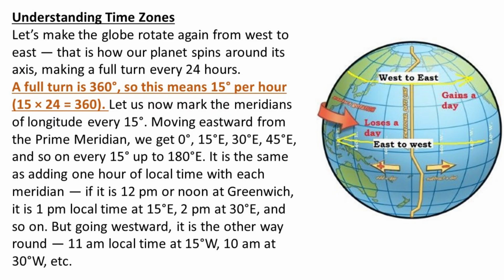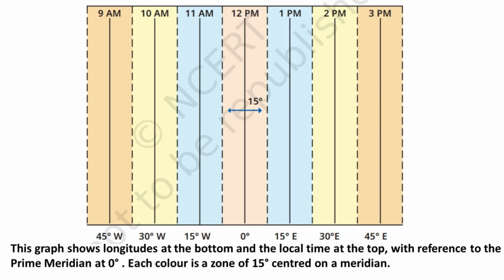As Earth rotates from west to east, different parts experience day and night at different times. That's why we divide the world into time zones, each usually spanning 15 degrees of longitude. If it is 12 noon at Greenwich, it will be 1 p.m. at 15 degrees east, 2 p.m. at 30 degrees east, and so on. Going westward, the time decreases.